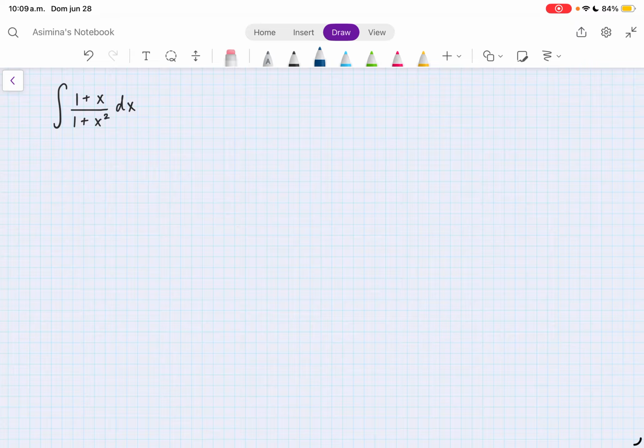Well, we have 1 plus x over 1 plus x squared, so we can break this up into two fractions. This is 1 over 1 plus x squared plus x over 1 plus x squared. So let me write that first so we can see if we notice anything. So this is equal to the integral of 1 over 1 plus x squared dx plus the integral of x over 1 plus x squared dx.